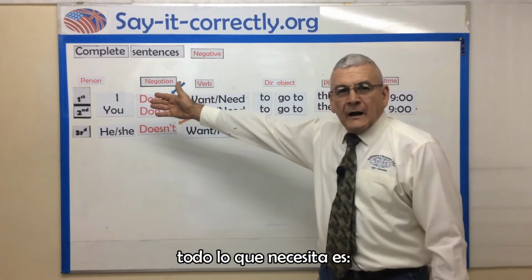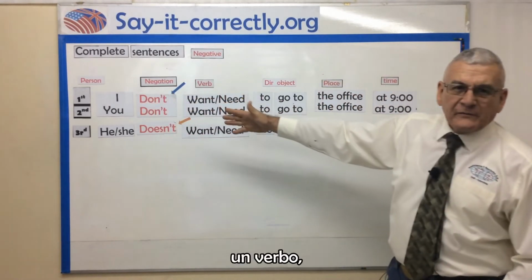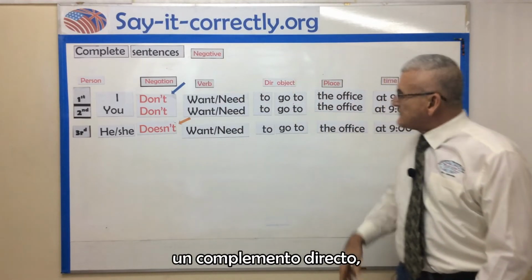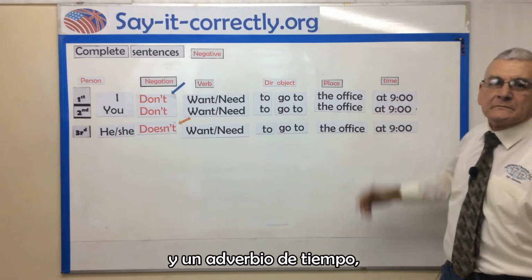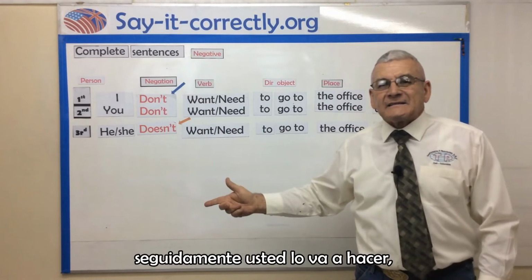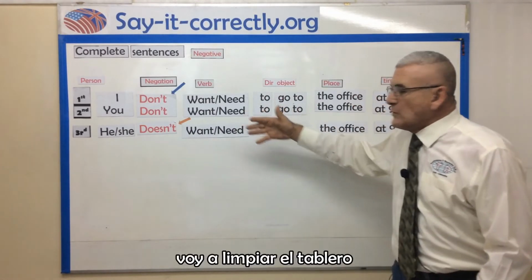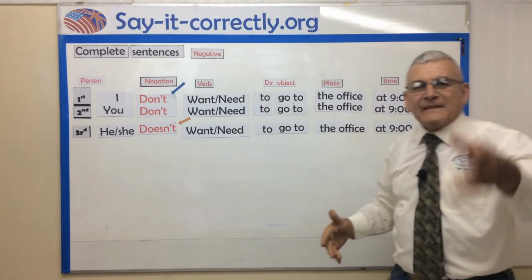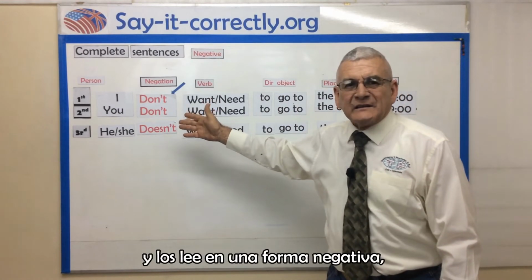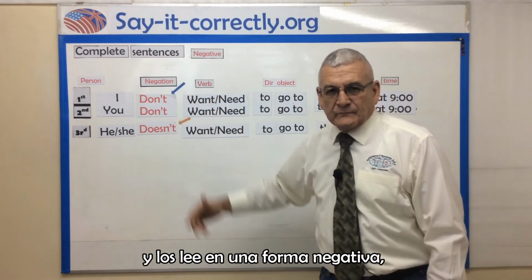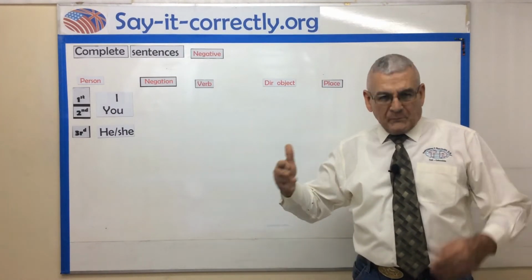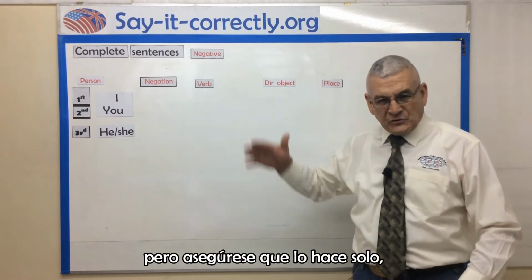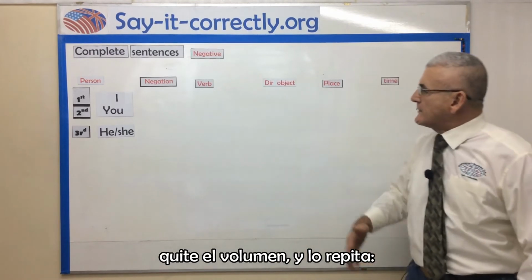All you need is a subject, a verb, a direct object, and adverbs of place or adverbs of time. And that'll do it. Next, you're going to do it. I'm going to remove this to clear the board, and then you'll read this in a negative way. Okay? So the exercise, I'm going to say it first, you repeat it afterwards, but make sure you do it all by yourself. You should shut down the volume and you repeat it.